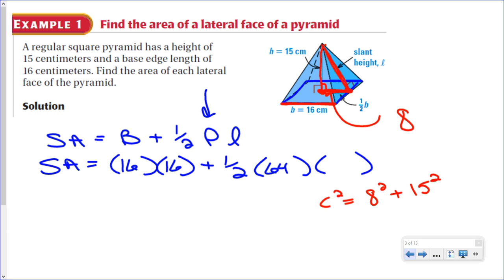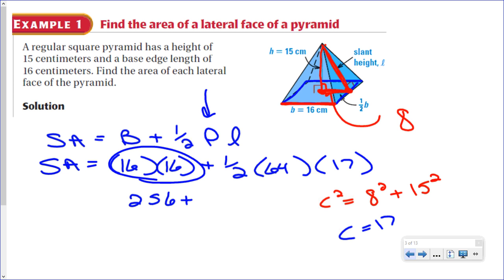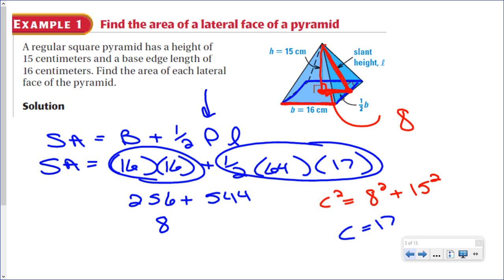I did this one a little earlier, and I know that c equals 17 if you figure it out here. So I got 17, and 17 goes right here. 256 from the first part, plus, remember, just follow PEMDAS, so multiplication is your first step on this part, and then we do this part separately, so plus, and there I'm getting 544. Altogether, the final answer would be 800 centimeters squared.